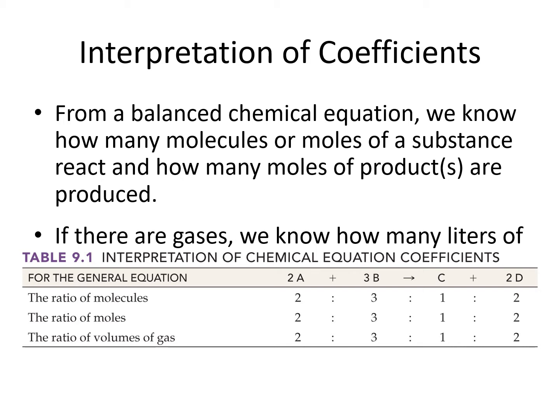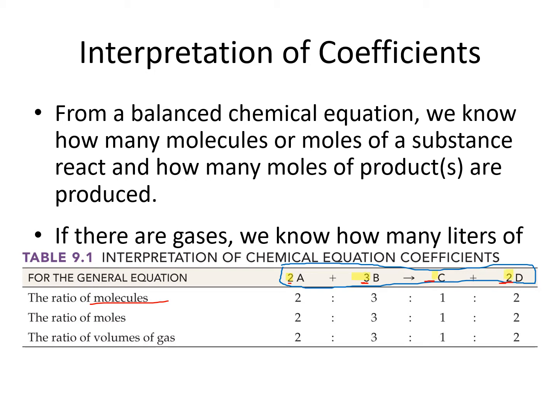So here's another way to look at it. We have a general chemical equation down here. 2A plus 3B yields 1C and 2D. A, B, C, and D are just placeholders. And we can assume that this is balanced. So we have a coefficient of 2 in front of the A, a coefficient of 3 in front of the B, a coefficient of 1 in front of the C, and a coefficient of 2 in front of the D. So what do those ratios represent? Well, they can represent molecules. I could have a ratio of molecules that is 2 to 3 to 1 to 2.